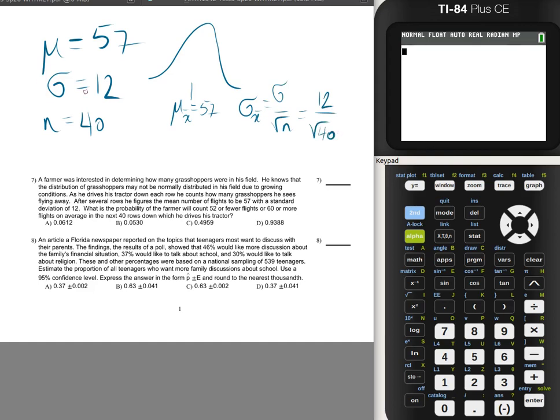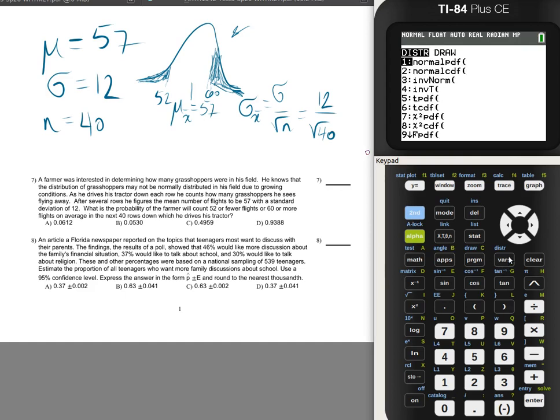What we want to do is find the area underneath the curve of this sampling distribution of the sample mean. It says fewer than 52, so 52 is over here. We want the area of this tail going this way. Then 60 is a bit closer, maybe here, and we're looking for this tail as well. We need to find the tails by using normal CDF, of course.